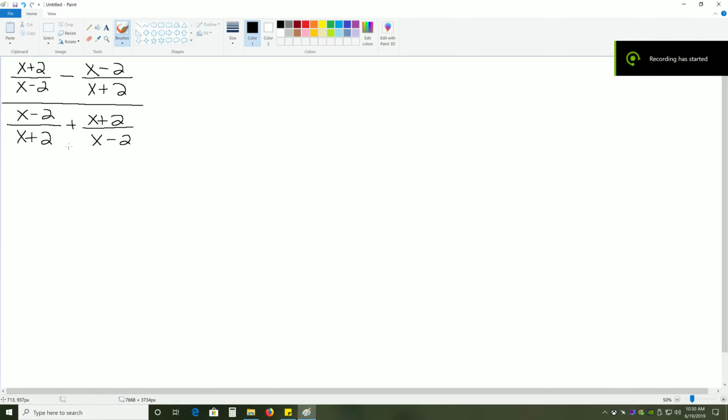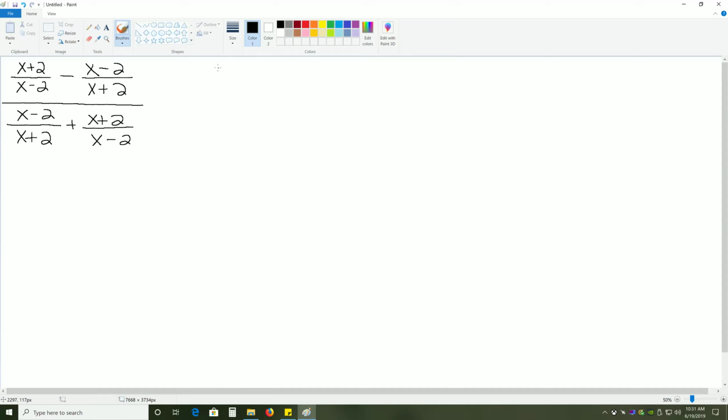In this problem, we will be simplifying a complex rational expression. A complex rational expression is just a really complicated way of saying fractions inside of fractions. So in this case, here we have four small fractions inside of one larger fraction. And the way to take care of a problem like this is to first find the least common denominator of all of the inner fractions.